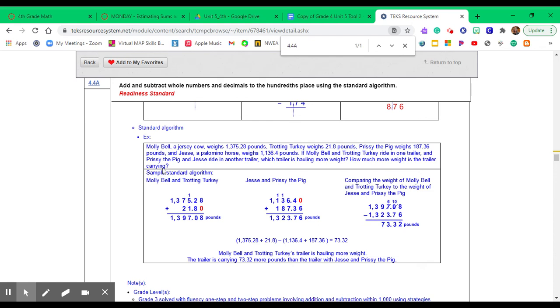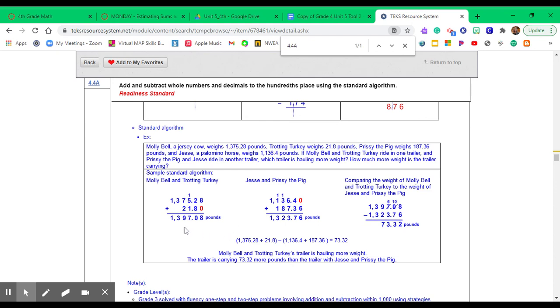So we have 2 questions to answer, but 3 things to do to answer those questions. So we have to set up Molly Bell and Trotting Turkey and add their weight. Then we add up Jessie and Prissy the pig and add their weight. That is why this is in parentheses. Then we will subtract to compare the weight. So we have a trailing 0 that's put in. Notice your decimals are lined up before the numbers are added. Same thing with Jessie and Prissy the pig. Go ahead and put that trailing 0 in until you're comfortable with it not being there. But you'll always need it when you subtract.